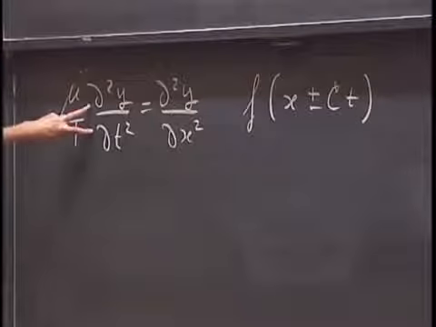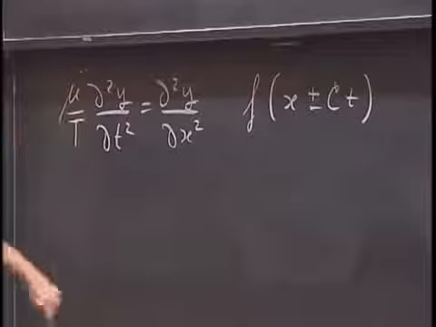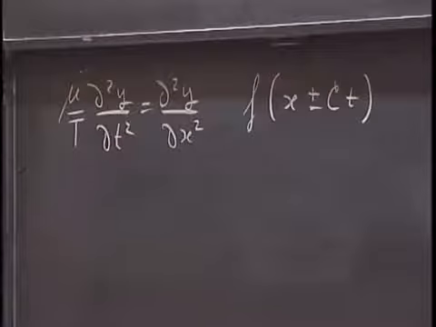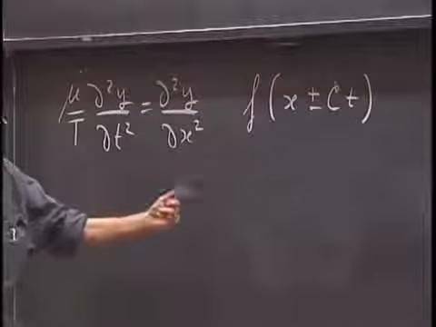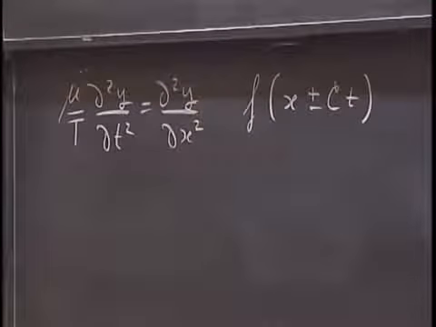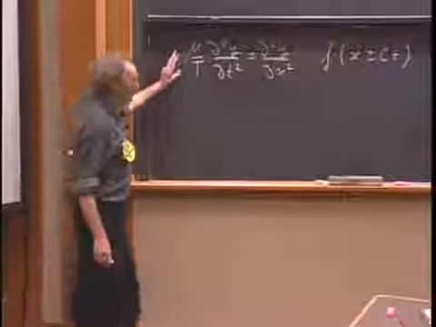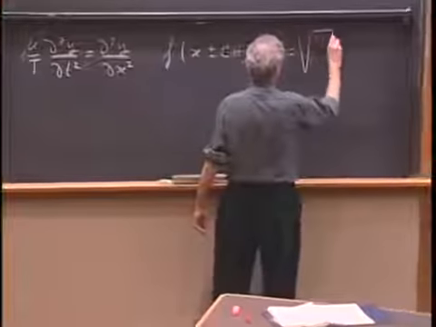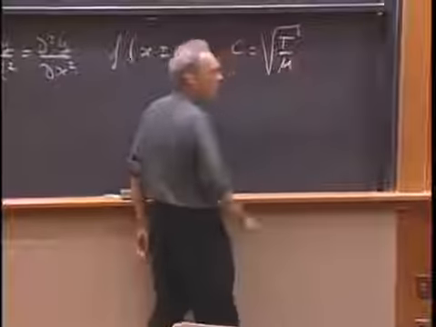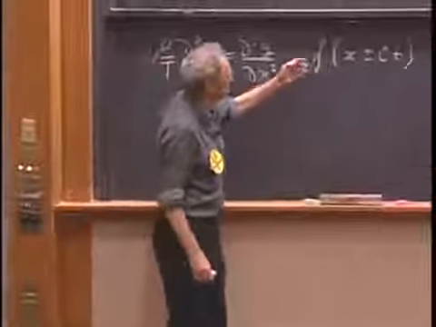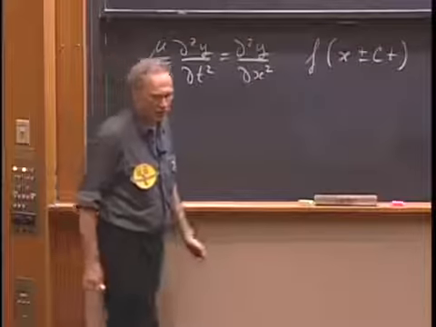Take the second derivative in time, you get a c squared out, and you get the second derivative of the function. Take the second derivative in x, you only get the second derivative of the function, and that's all. So all it requires is that c is the square root of T divided by mu. Then I bet you a month's salary that any single valued function will satisfy this differential equation.